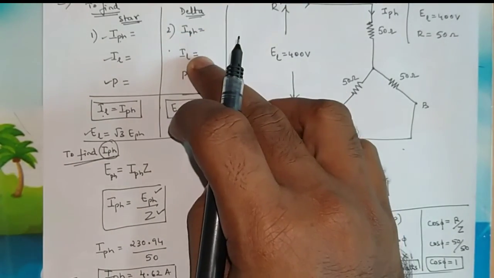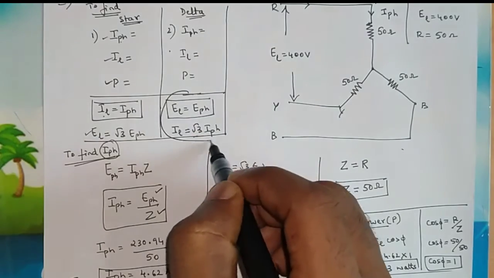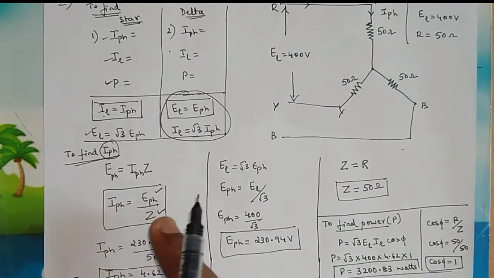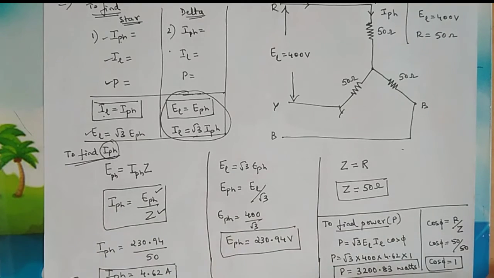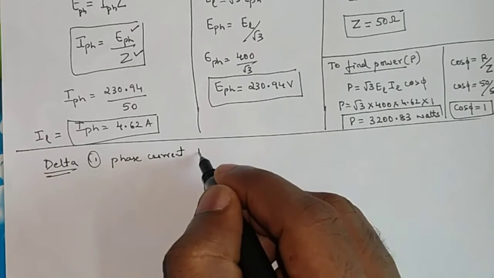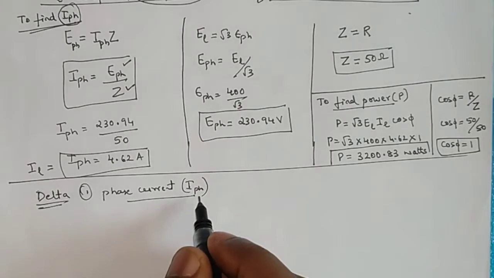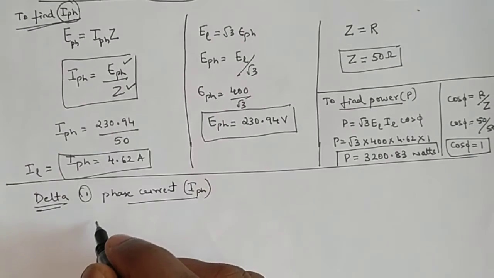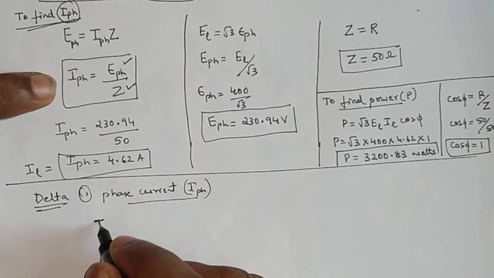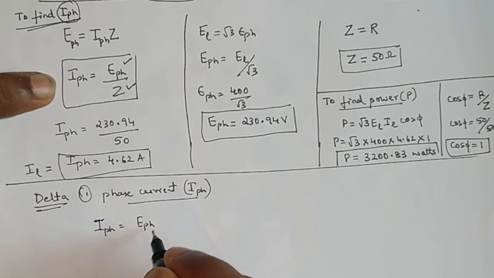Now in the same way I'm going to find out for delta. I'll find out phase current, line current and power. For delta you have to write down the relation separately. By using this relation we are going to find out the phase current, line current and power. First we'll find out phase current under delta. To find phase current, the formula used is the same: E phase is equal to I phase into Z. After simplification you will get I phase is equal to E phase divided by Z.